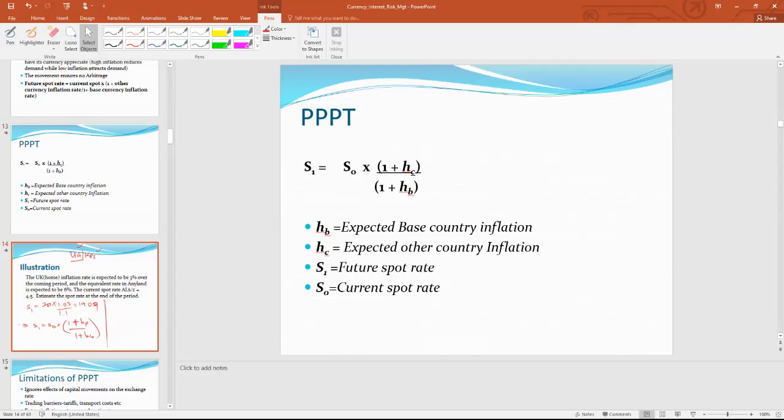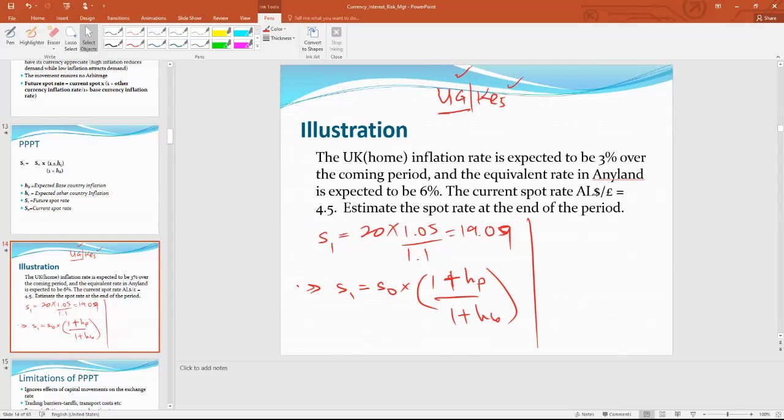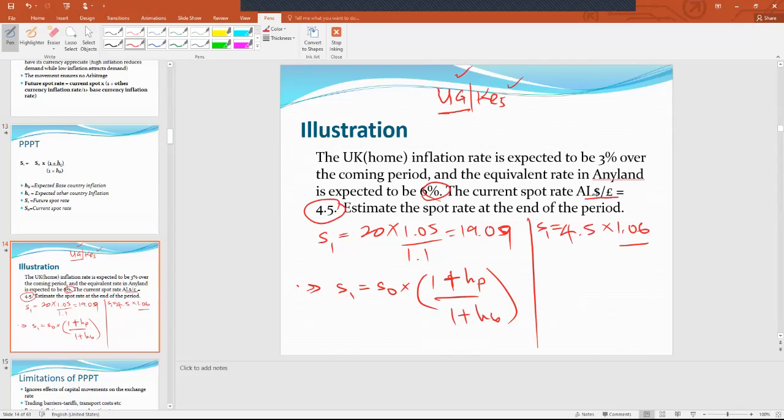Okay, so apply the formula. The future spot rate at the end of the period, S1, will be the current spot rate, which is equal to 4.5. The quotation is dollar per pound. Therefore, the dollar is the price currency. The inflation in the dollar is 6%, therefore 1.06. We divide by the inflation experienced in the pound. Don't forget the pound is the one that is below, what's called the base currency, which is 3%. Therefore, 1.03, and we get 4.6.